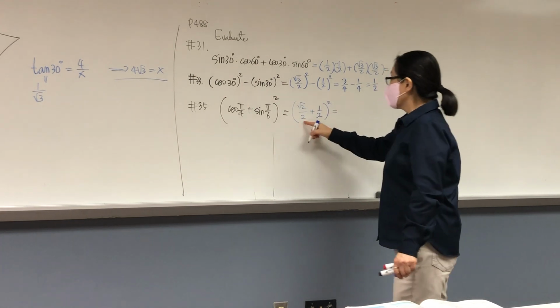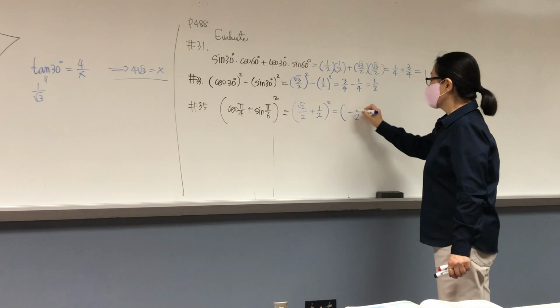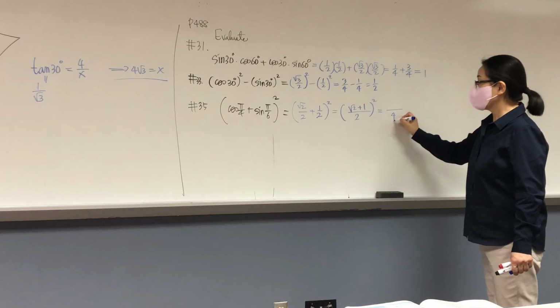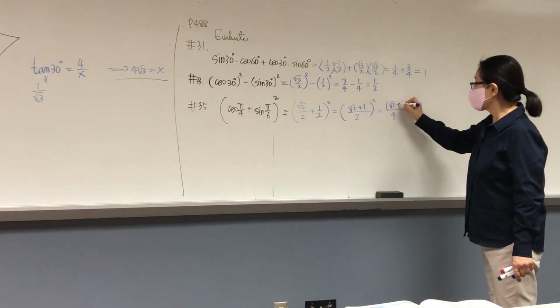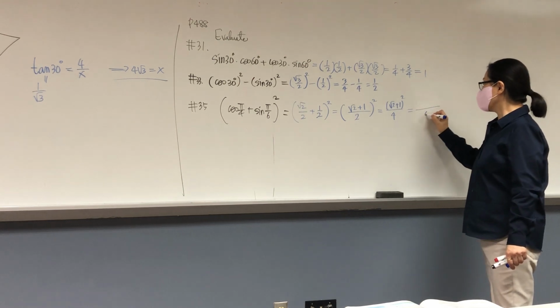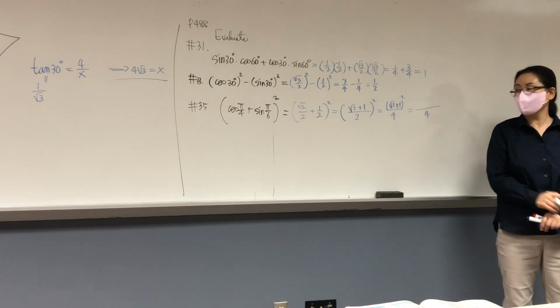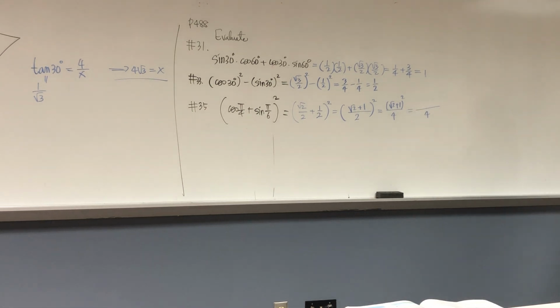Square. How do you clean up inside? Square root of 2 plus 1, all squared. What is the denominator? 4. What is your numerator? See, everything is algebra. What is the square root of 2 plus 1 squared? Compute it. It's not the same. The square root of 2 squared cancels, so 2 plus 1 is 3.